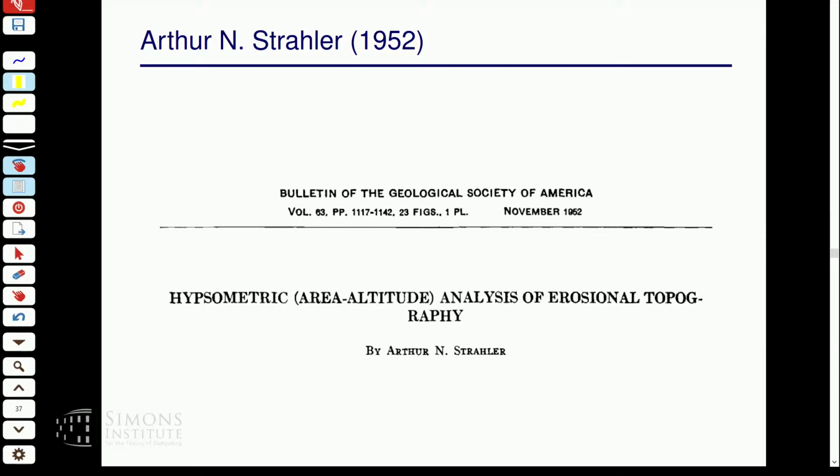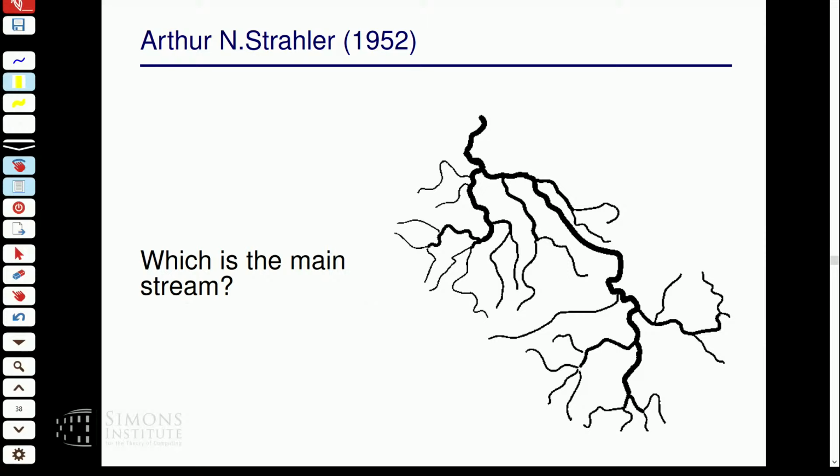So the problem that Strahler had was, you know, in the early 50s, you started to have aerial pictures of things like this, like a system of rivers. And now the question you have is, what if I give you a picture like this and I ask you, which is the main river? Well, now here it is very easy because I have drawn it thicker for you, right? But imagine that all these segments would be equally thick. Then you have to decide in some way. And which is the algorithmic way in which you can decide which is the main river?